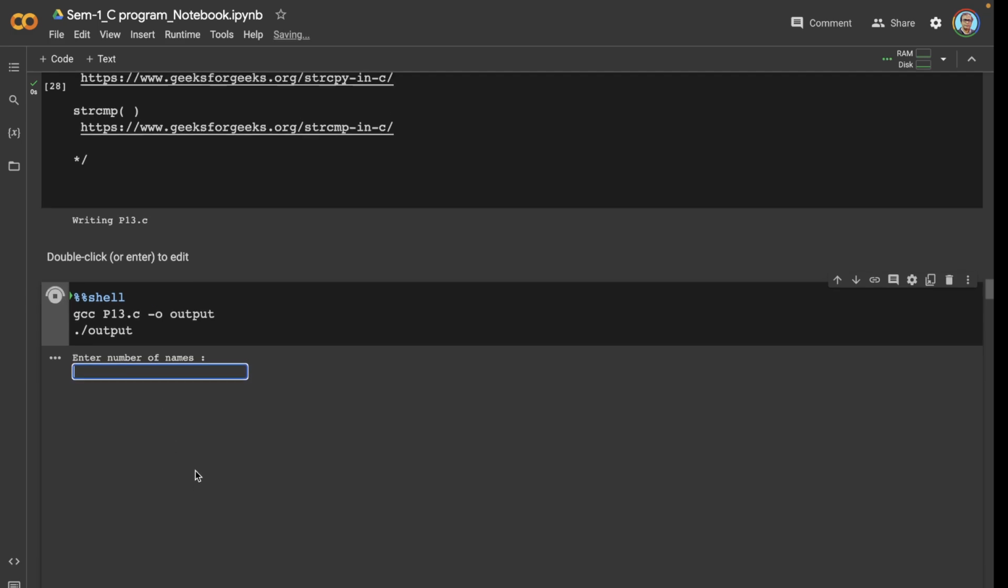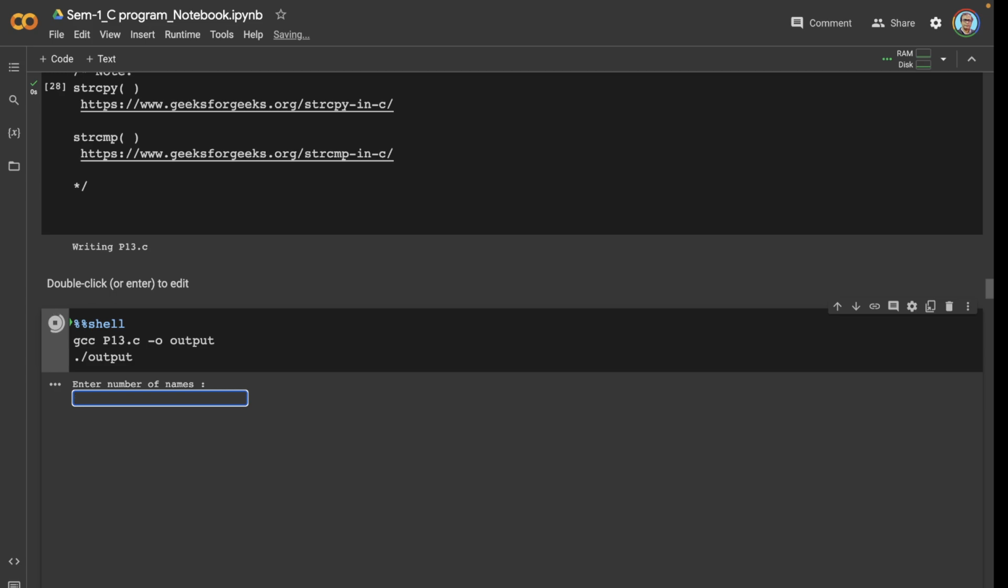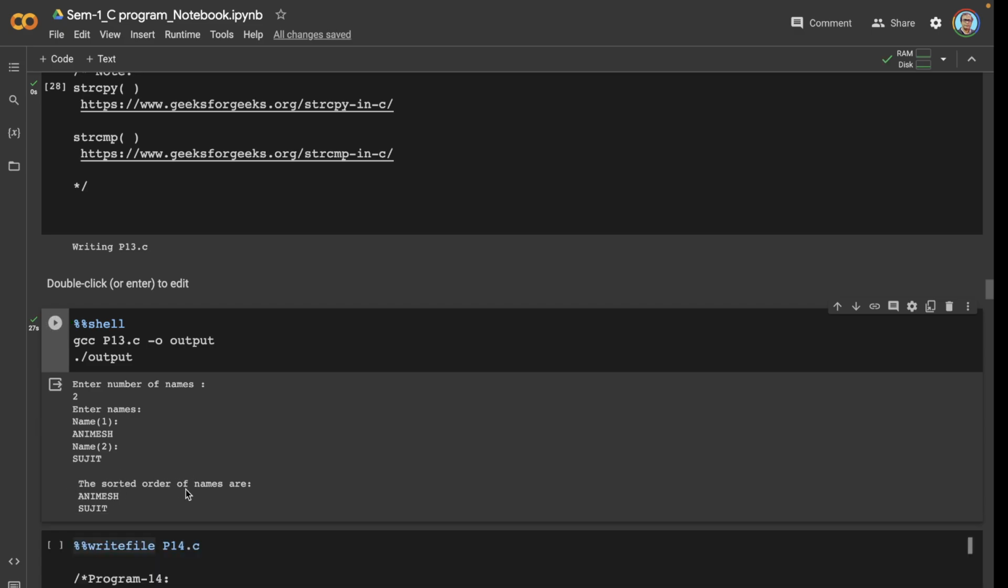Enter the number of names, suppose two names. Name 1, say ANIMESH. Name 2, say Sujit. So for the two names, the sorted order is ANIMESH first and Sujit second, since A comes first and S is second.